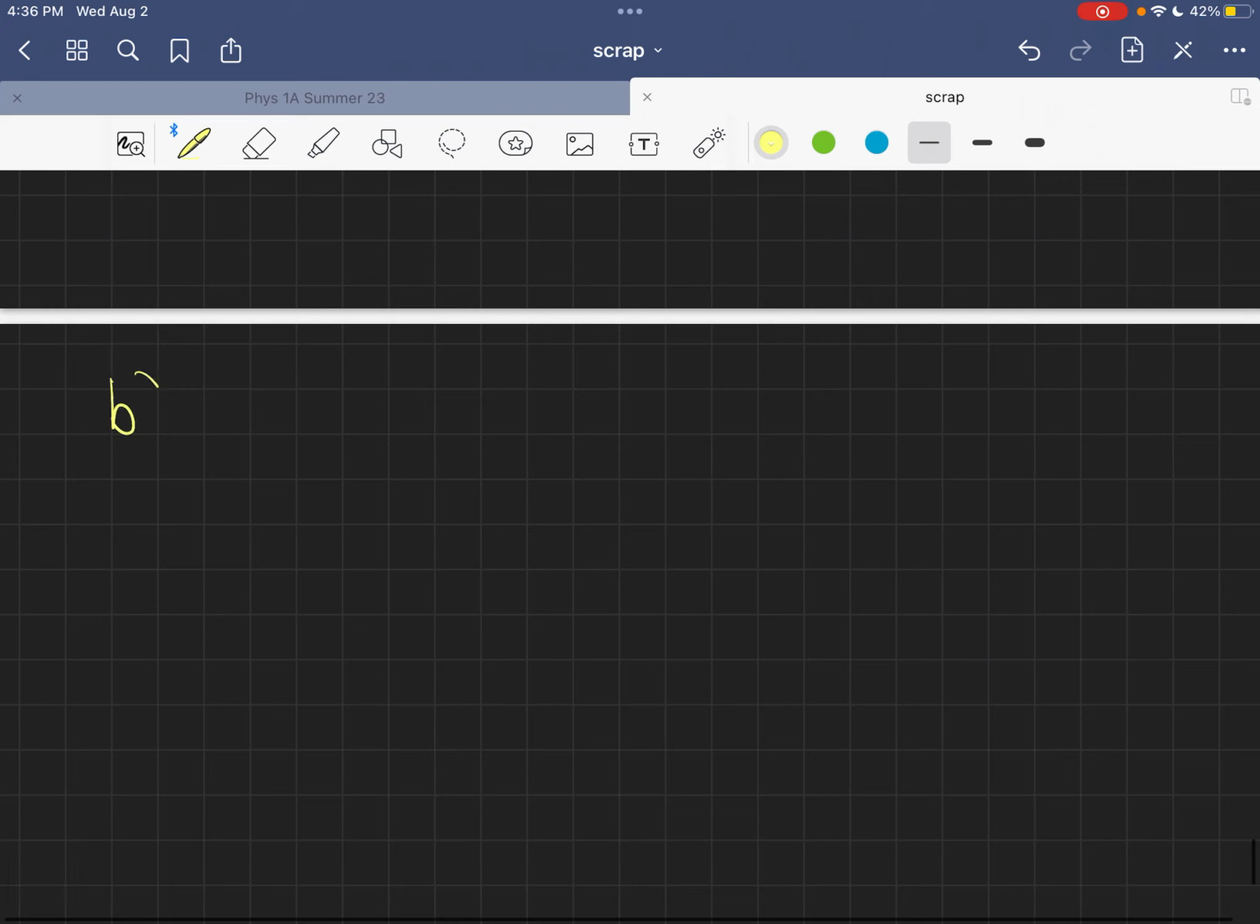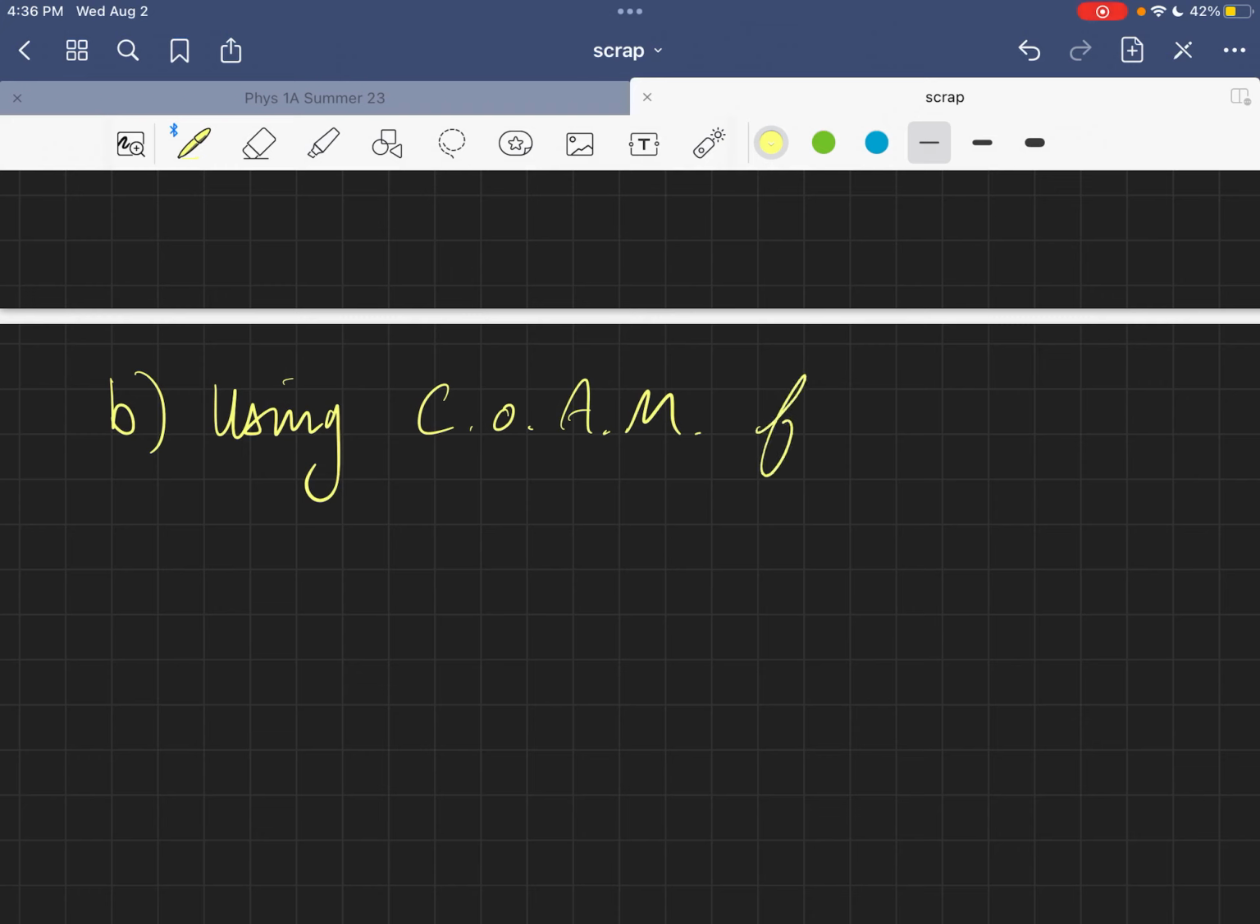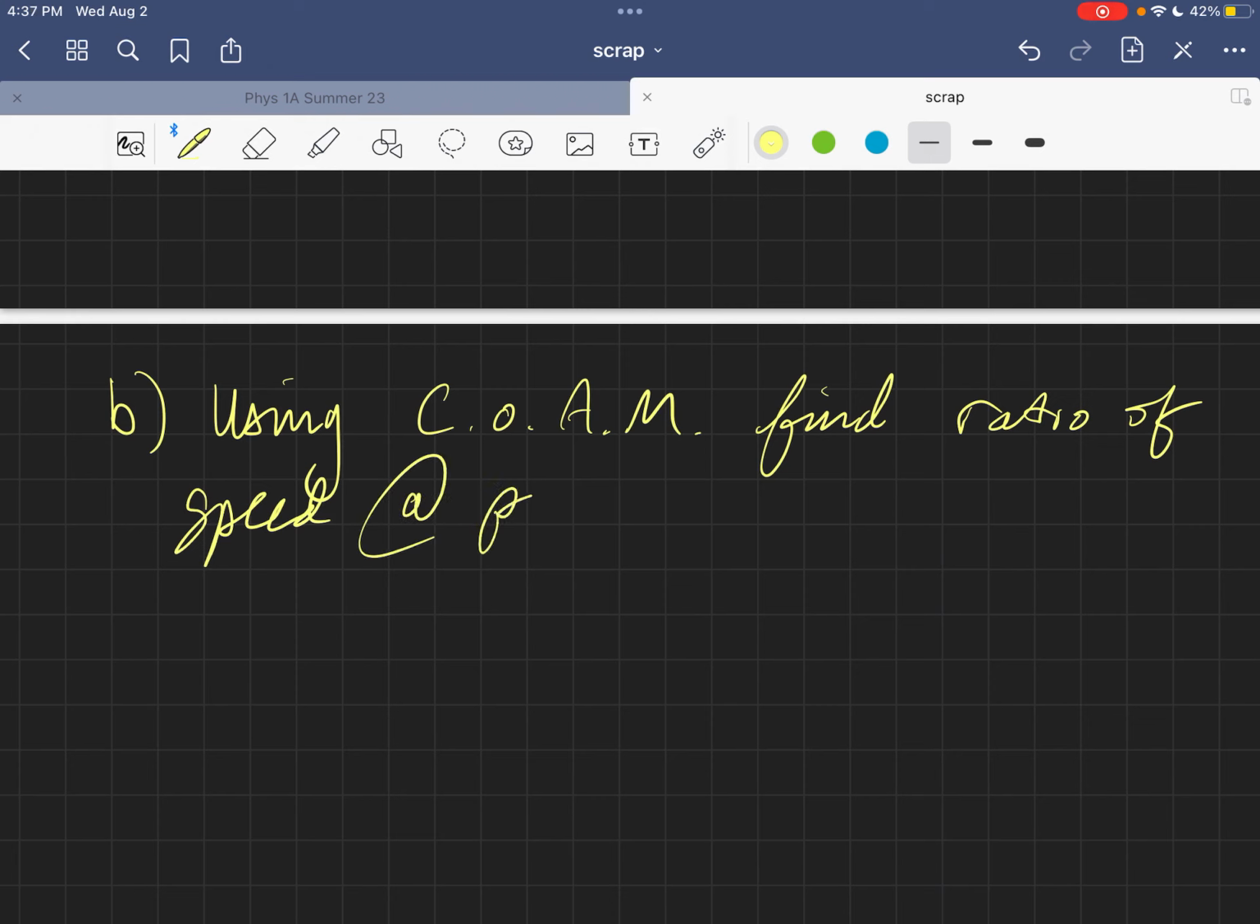All right. Part B says, using conservation of angular momentum, find the ratio of the spacecraft's speed at perigee to its speed at apogee. So we need to find the ratio of speed at perigee to apogee.